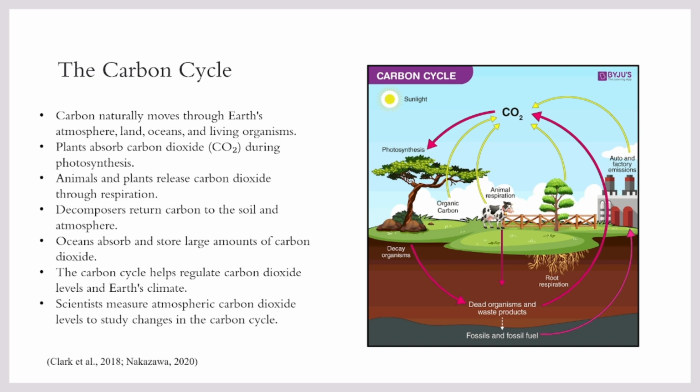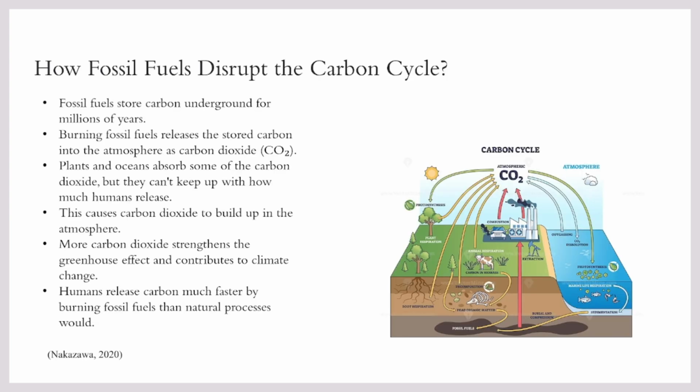Now that we looked at how the carbon cycle normally works, let's discuss how fossil fuels disrupt this natural process. According to Nakazawa's 2020 review, fossil fuels such as coal, oil, and natural gas contain carbon that has been stored underground for millions of years. When we burn these fuels to produce electricity, power vehicles, and support industries, that stored carbon is released into the atmosphere as carbon dioxide.